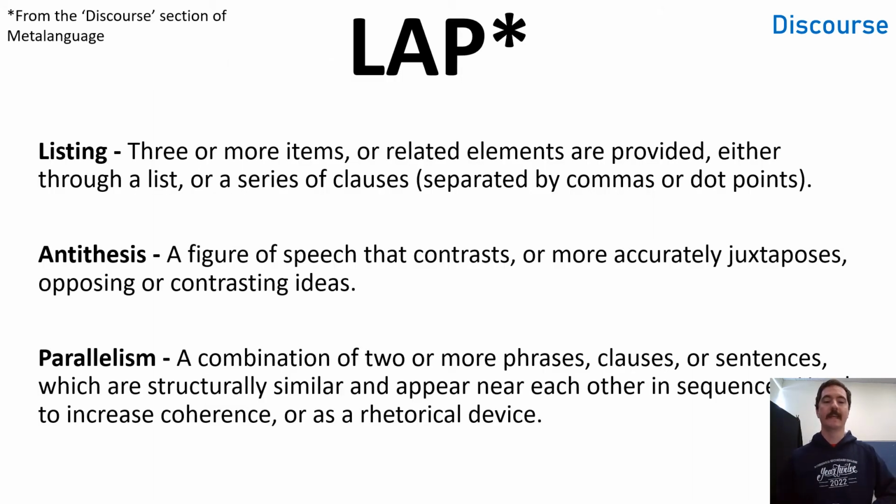So of course we've got listing, antithesis, and parallelism. Listing is what it sounds, dot points, or a series of commas breaking up different examples. Antithesis is the opposite, and parallelism is basically across two sentences where you do a similar thing. So you either do similar words or similar sequence or something like that, and it kind of makes a pair. So the good, the bad, the ugly, something like that, where you've sort of got a series of clauses that kind of are parallel, related to one another.